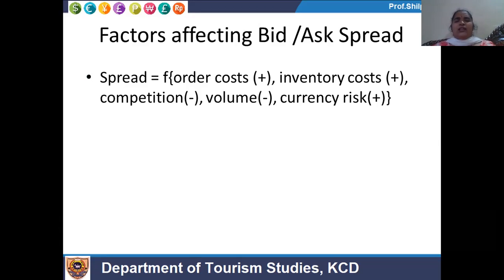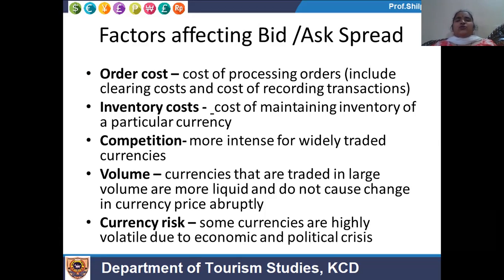Now you may ask, what are these? Ordering cost is the cost of processing the orders, meaning how tedious the transaction is, whether you have to bid for the currency beforehand or you get it on the spot. If the processing time is more and the processing cost is more, the bid ask spread will be more, meaning you have to pay more commission to the bank.